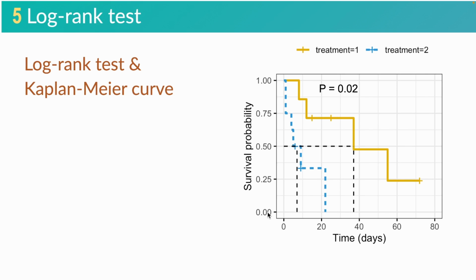We also can visually see the difference between survival probability curves of two treatments, and we can combine the result from the log-rank test with the KM curve. For example, this is a p-value, and this is a KM curve.